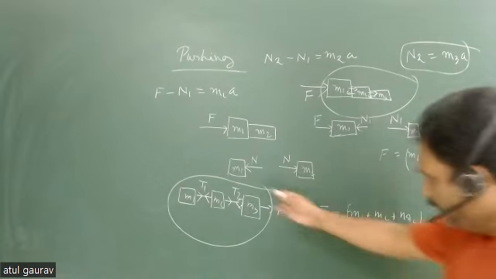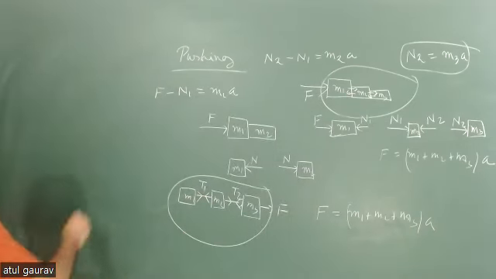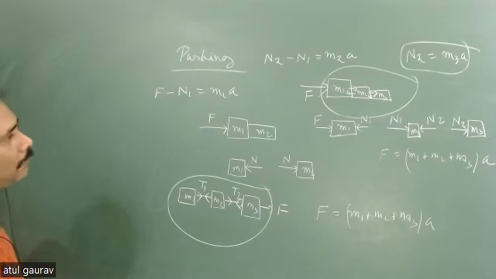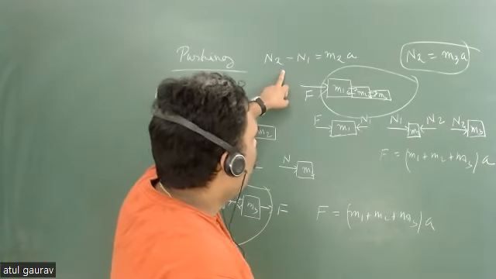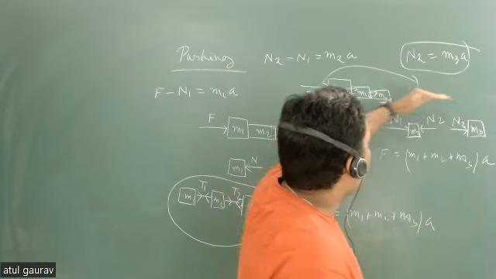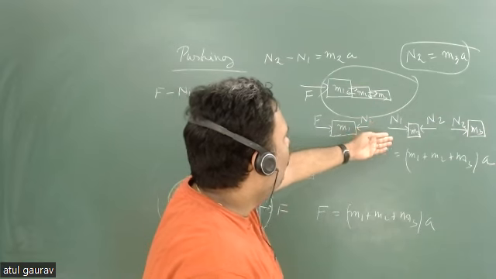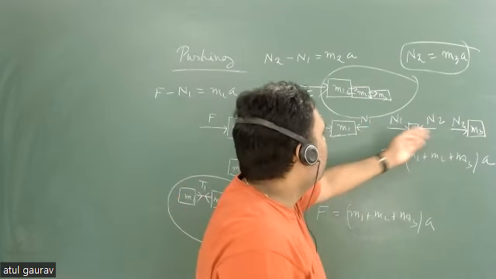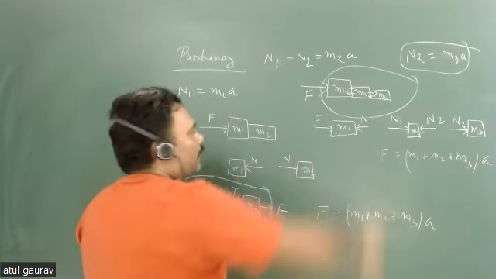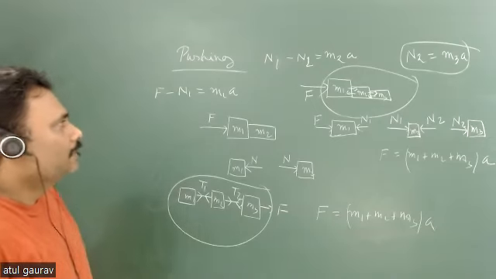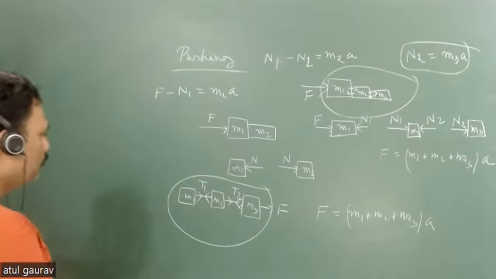And similarly, here you can also write all this. What about your M2, M1? The second one is N1 minus N2 equals M2A. This whole thing is moving in this direction, right? So for M2, N1 is rightward. This N1 is always greater than N2, right? Sorry, N1 minus N2. Exactly, because N1 is the greater force. N1 minus N2, surely.